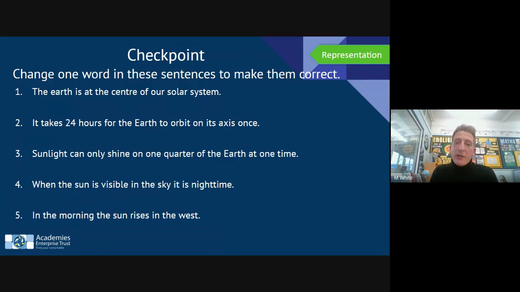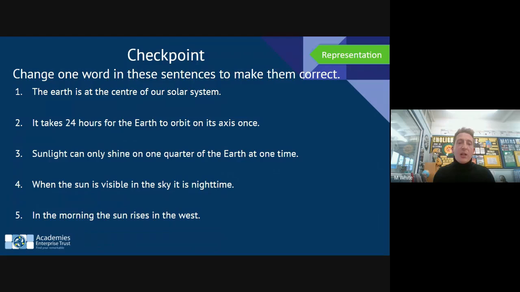So it says the Earth is at the center of our solar system. Now, we did do some work with our top trumps cards about different planets in the solar system. So really, that should be a nice, easy one that obviously you can rectify, because we know that one's not quite correct. So changing one word in that sentence, what is at the center of our solar system?